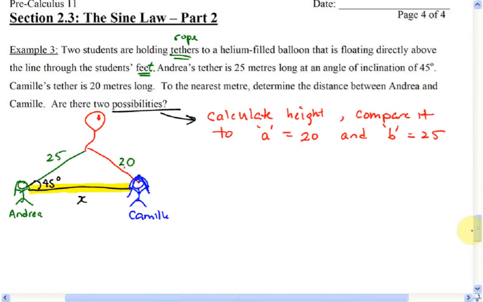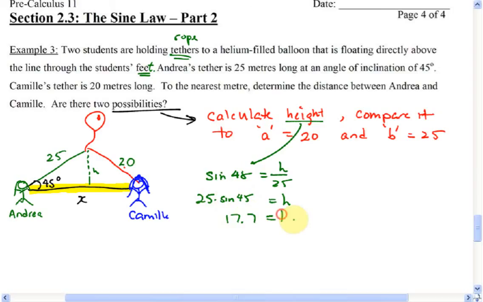So, how do we calculate H? Let's do that first. Remember, sine 45 equals H over 25, and H is just this line here. Can someone quickly do this for me? What's 25 times sine 45? 17.7. Okay, that's H.